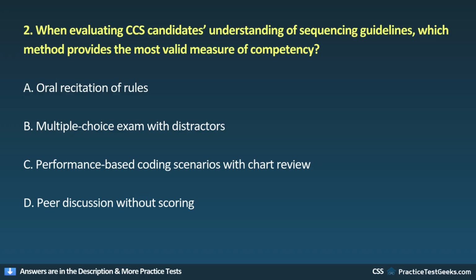2. When evaluating CCS candidates' understanding of sequencing guidelines, which method provides the most valid measure of competency? A. Oral recitation of rules. B. Multiple choice exam with distractors. C. Performance-based coding scenarios with chart review. D. Peer discussion without scoring.